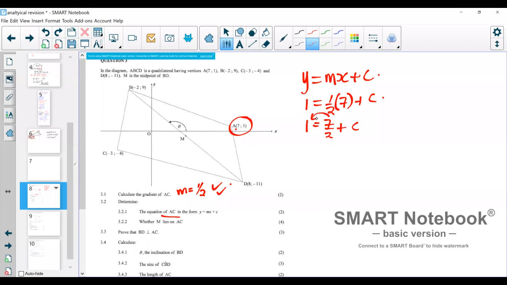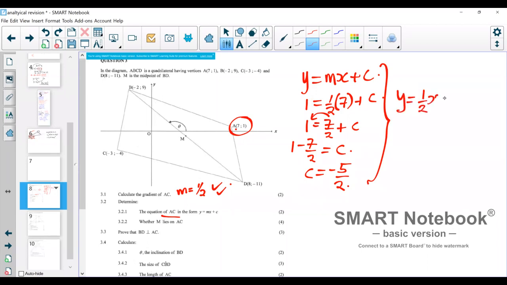Can I move that there? I have 1 minus 7 over 2 equals to c. And what is 1 minus 7 over 2? Negative 5 over 2. Is that correct? Negative 5 over 2. Yes. So what's my equation? y equals to 1 over 2 x minus 5 over 2. Another 2 marks there. So let's start cleaning up the marks.